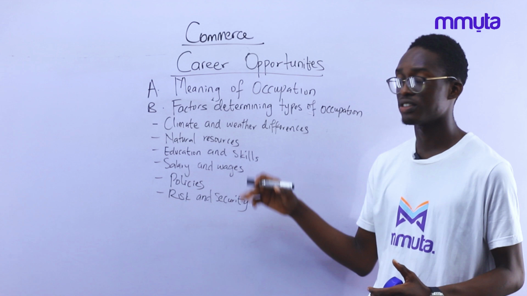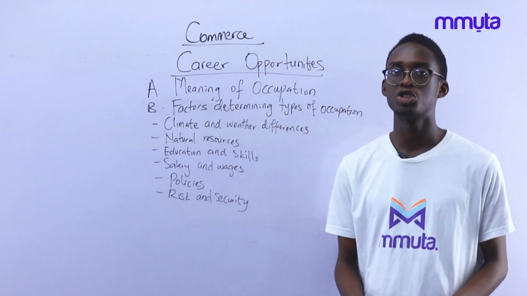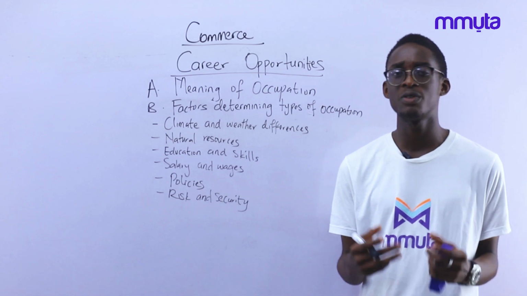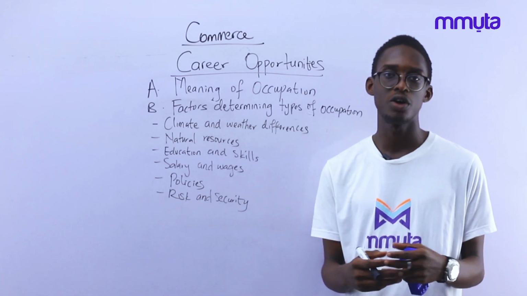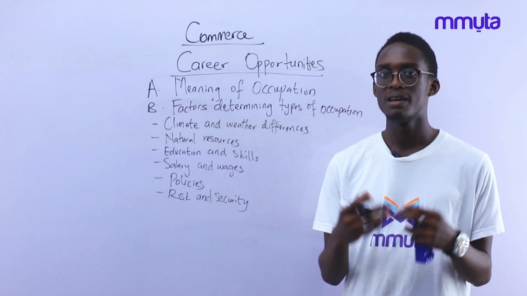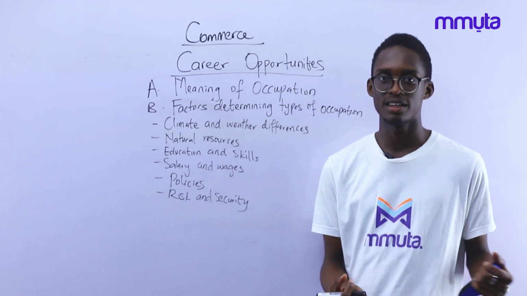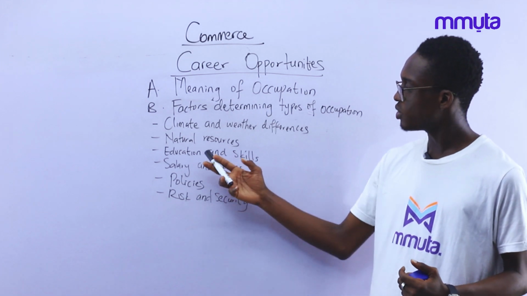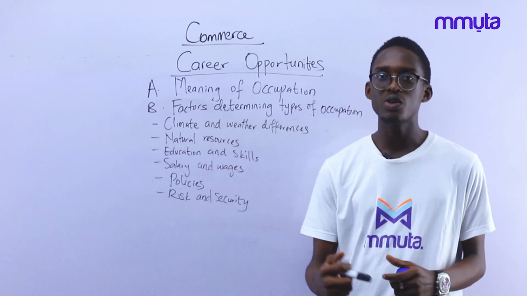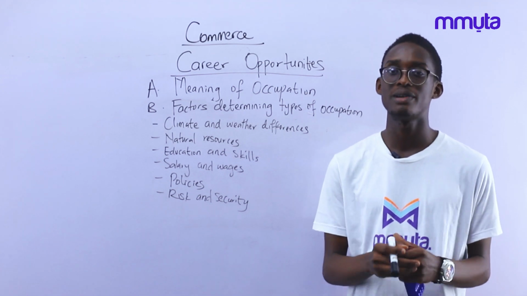We have natural resources. Natural resources determines the type of occupation one engages in. Natural resources in a state or in a nation determine the type of occupation the people there engage in. For instance, where there is coal, there are miners there.